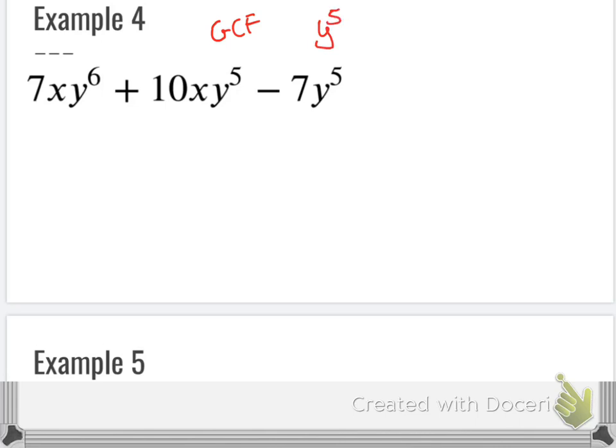And then we've got to figure out the coefficients. So that's 1 and 7. Here we have 2 and 5. And then here we have 1 and 7. Is there anything in common with the coefficients? Well, as we look at that, the only options would be 1 and 7. Well, 10 doesn't have 1 or 7. So it's technically just 1. But we can leave it just as y to the 5th.